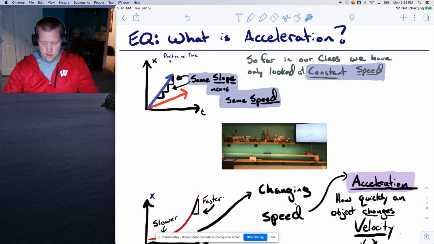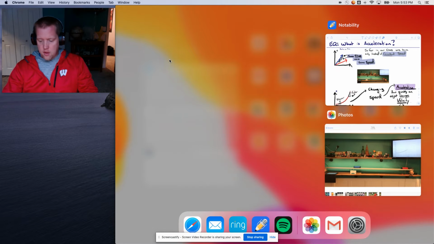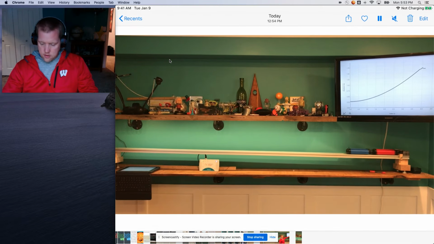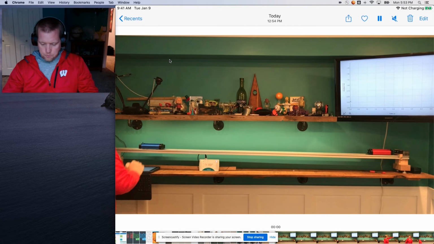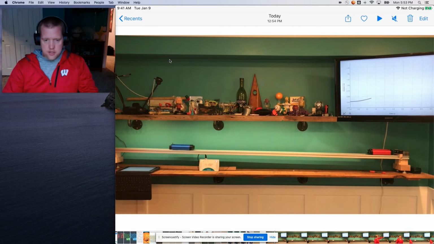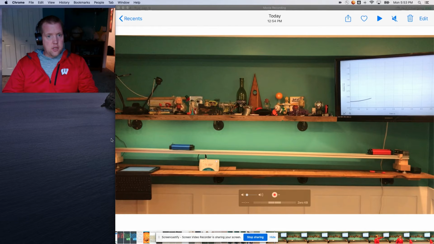So what I tried to do is I got a little video clip here. Here we go. What I have set up is over here, I've got a little motion detector. So all it does is it just measures the distance between the cart and the motion detector. So this is my 0 point right here.